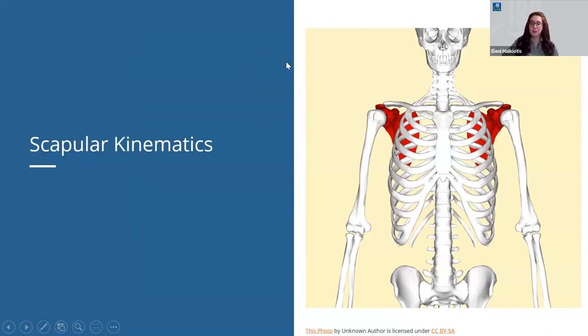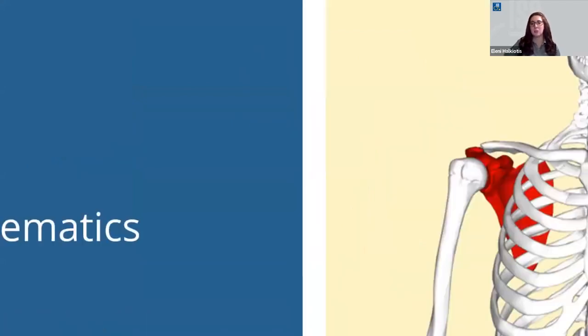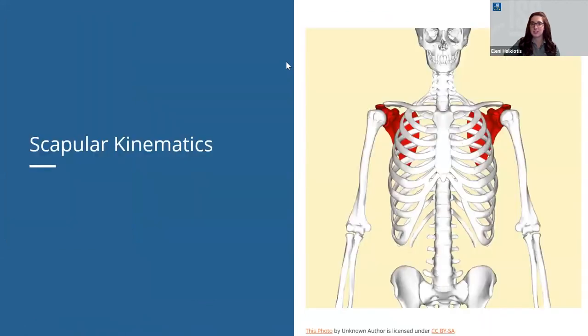Okay, now we're going to review scapular kinematics as they relate to manual wheelchair use and propulsion.